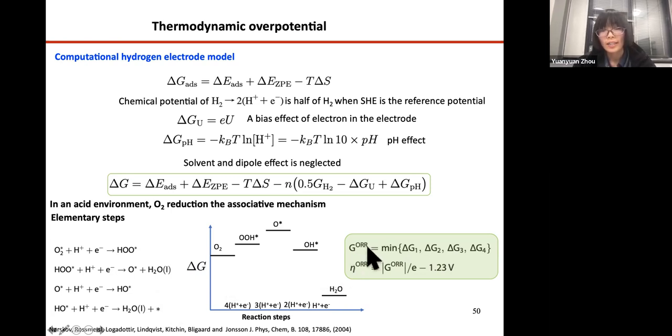For the oxygen reduction reactions, you take the minimum of the reaction free energy, and the thermodynamic overpotential is: you have the minimum, then you subtract the equilibrium potential, which for oxygen reduction is 1.23. That's how the thermodynamic overpotential is calculated here.